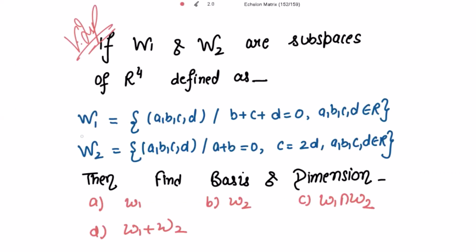W1 and W2 are the subspaces of the 4-dimensional vector space, which are defined as these two. Then we need to find the basis and dimension of W1, W2, their intersection, and also the sum of the subspaces. We need to find the basis and dimension both. So first, let's find the dimension for W1.